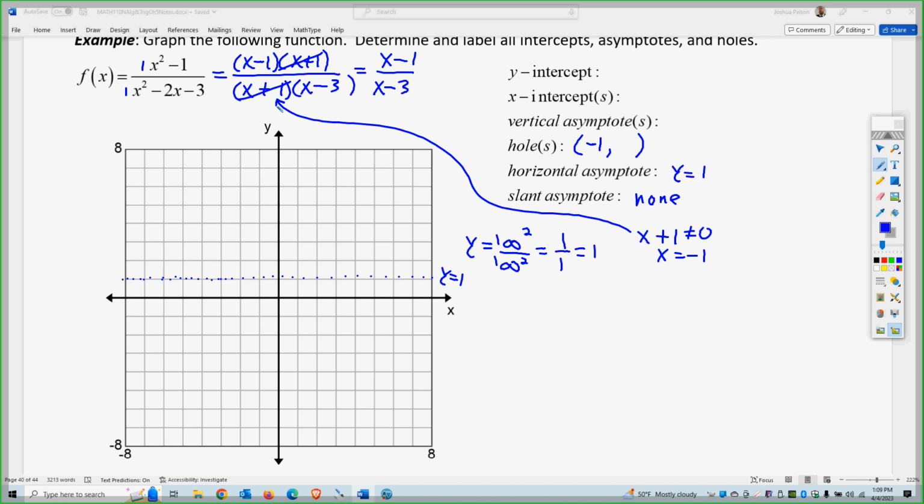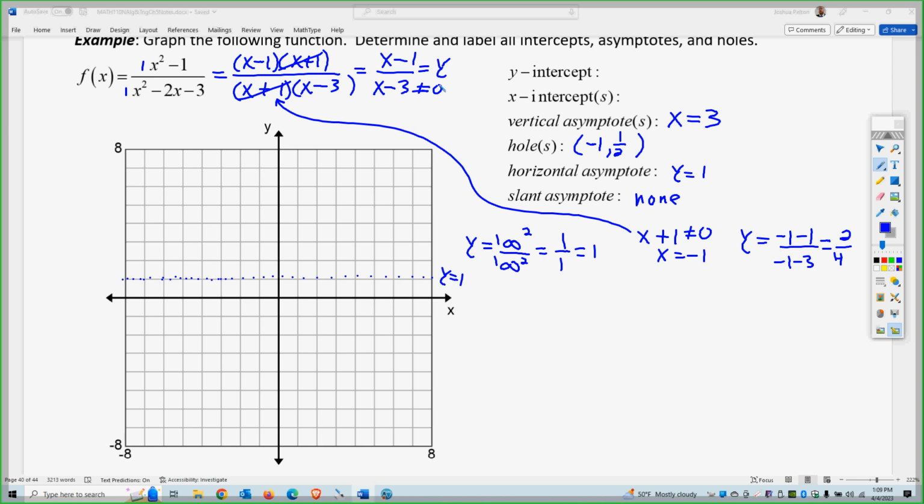All right, so you have to plug it in now. So we get y equals negative 1 minus 1 over negative 1 minus 3. So that's going to be 2 over 4, because the negatives will cancel out. So 1/2. Okay, so I'm just using the actual function that I found to find the hole. Okay, so for vertical asymptotes, I'm going to get x is equal to 3, because the denominator cannot equal 0, correct? All right, so x and y intercepts.